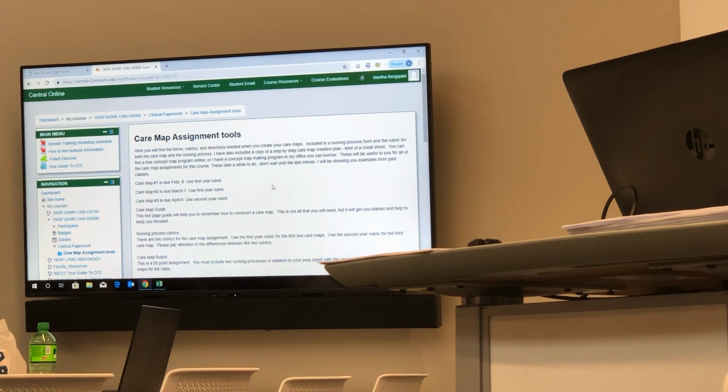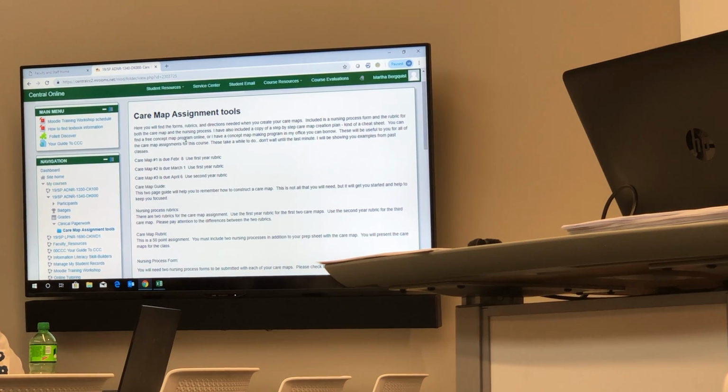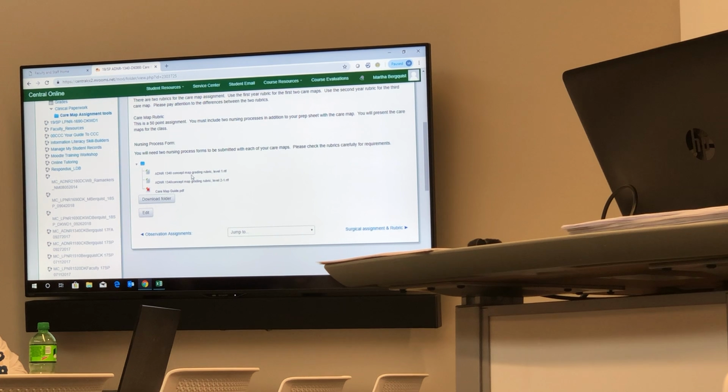There are 2 separate rubrics for care maps. They're kind of the same, but the 3rd care map will use a 2nd year rubric, which has a few more nursing priorities. I actually haven't even looked at it yet. Mine might not look like that; I don't think I updated those. Might have. But I've included both of those, level 1 and level 2, the rubrics.